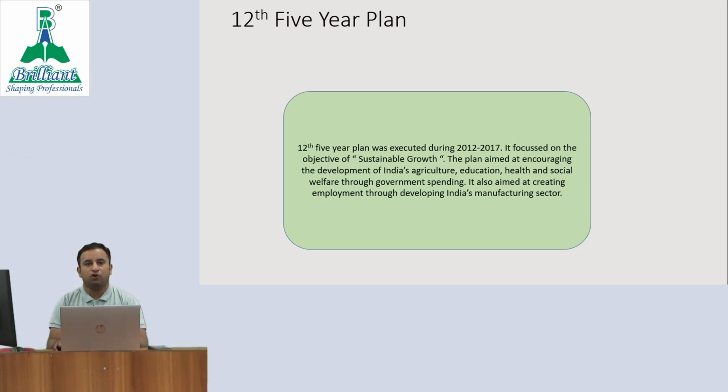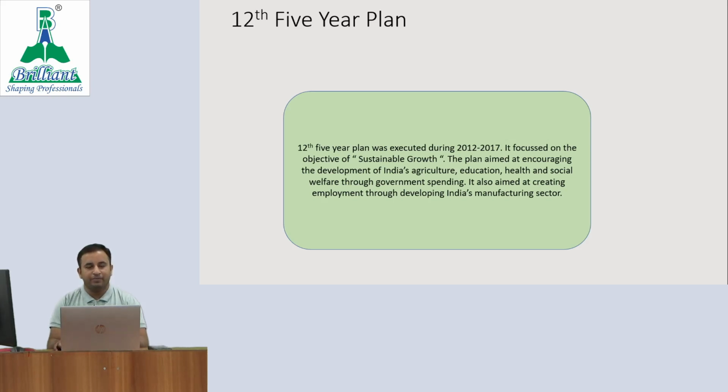It focused on the objective of sustainable growth. The plan aimed at encouraging the development of India's agriculture, education, health and social welfare through government spending. So this 12th 5-year plan, which was undertaken during 2012 to 2017, focused on all the aspects of development, including health, education, agriculture and social welfare.